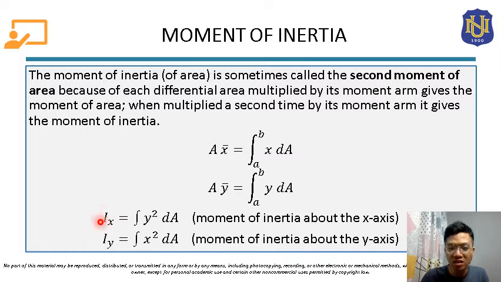So don't get confused with this. If you are measuring the moment of inertia about the x-axis, the moment arm will be y, because from the x-axis, it is measured vertically. Now for the moment of inertia about the y-axis, since you measure from the y-axis, the moment arm is measured horizontally, so that will be x. That's why the moment of inertia about the x-axis is the integral of y squared dA, while about the y-axis, it is the integral of x squared dA.